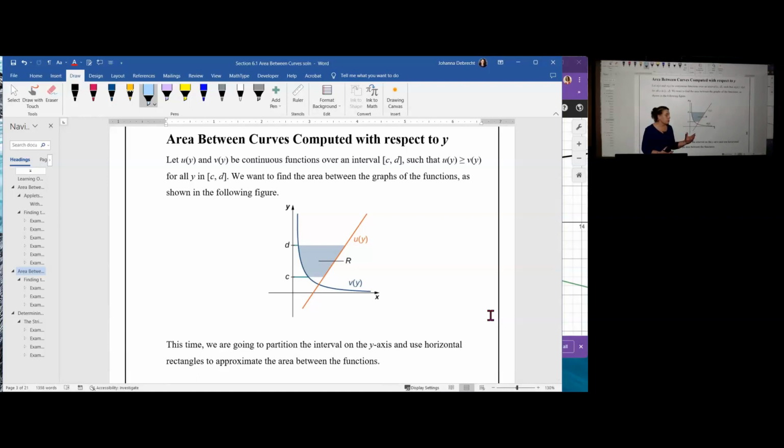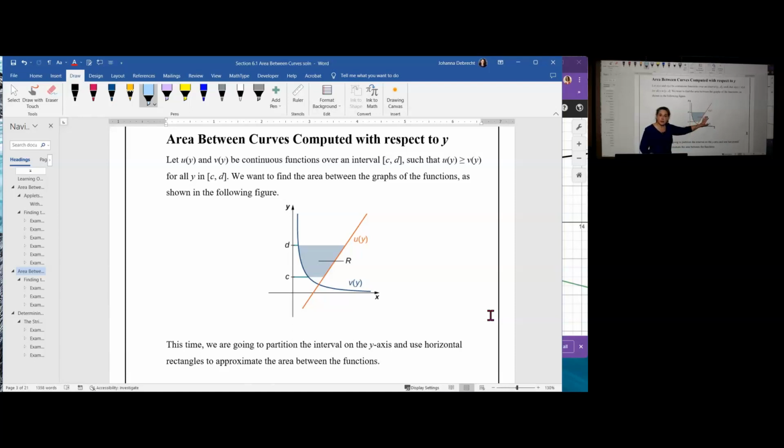If you wanted to do it with respect to x, you would have to make it into a compound region by splitting it where this blue shape and this orange shape cross. And then you would have to take the line y equal d and subtract the blue shape on the left, and the line y equal d and subtract the equation of the line on the right. It can be done with respect to x, but this requires splitting it into two regions and two integration formulas.